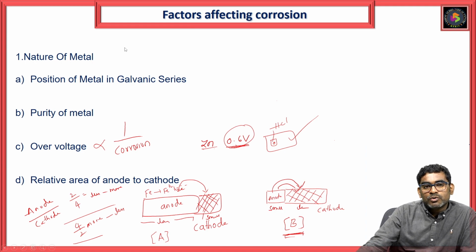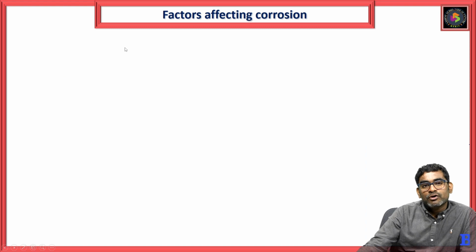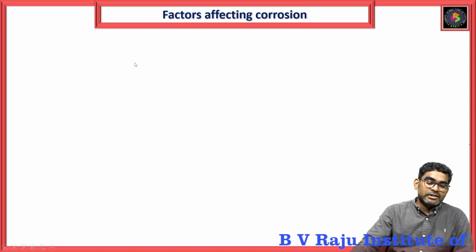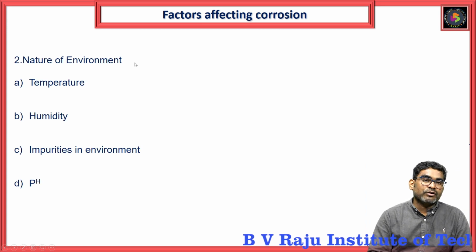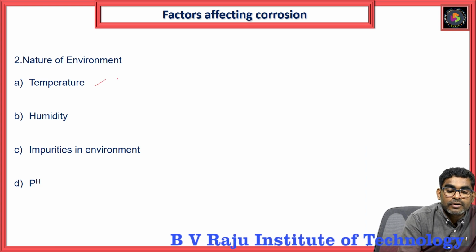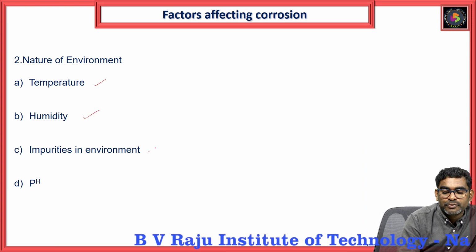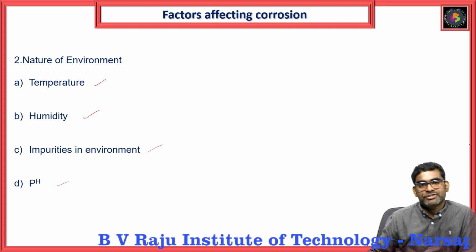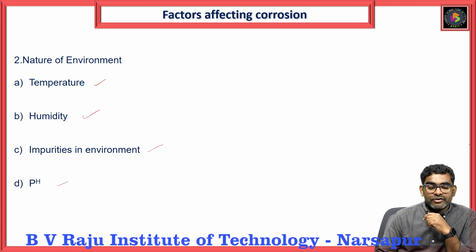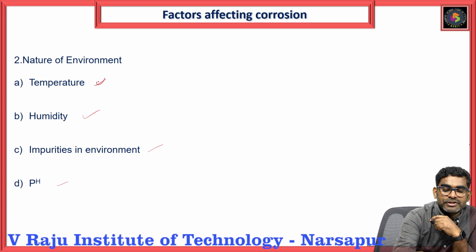Next, we move on to the nature of the environment. See, obviously a metal is placed in an environment, and only then does it undergo corrosion. So in the environment, what are the factors which are going to influence it? That we'll see. In the nature of the environment, there are four key factors: temperature, humidity in the air, impurities in the environment, and pH.